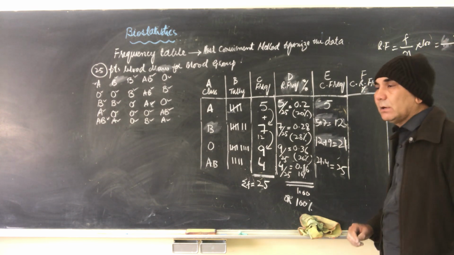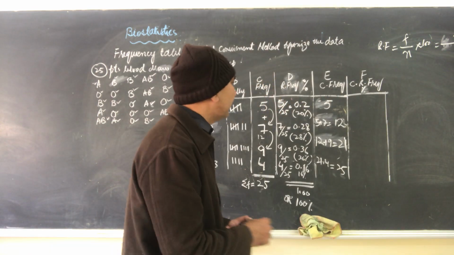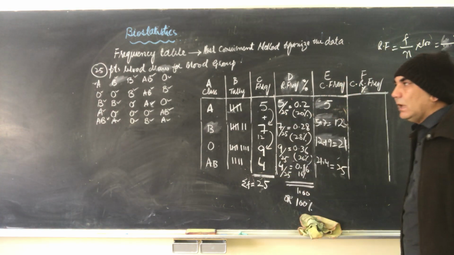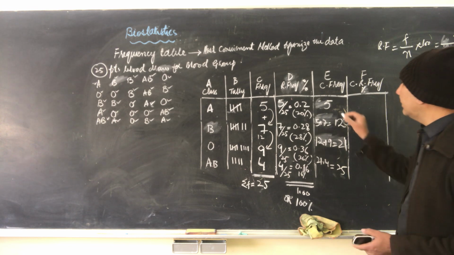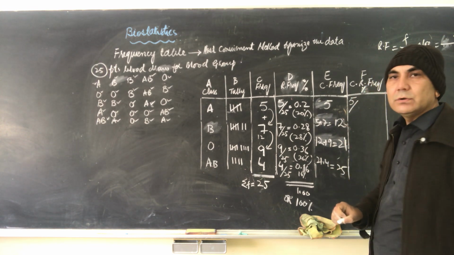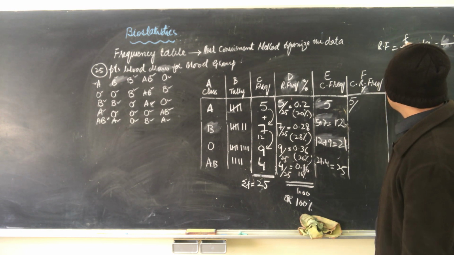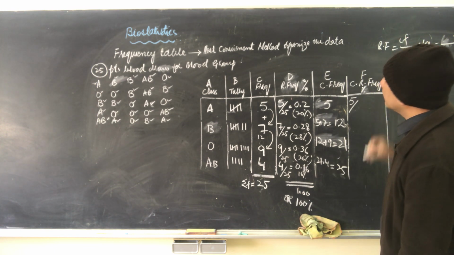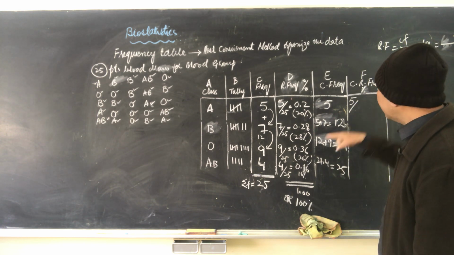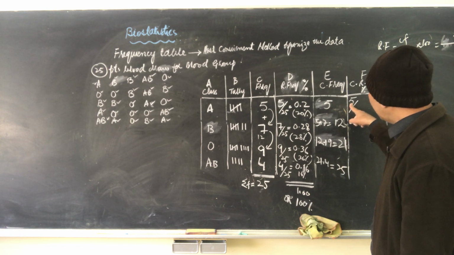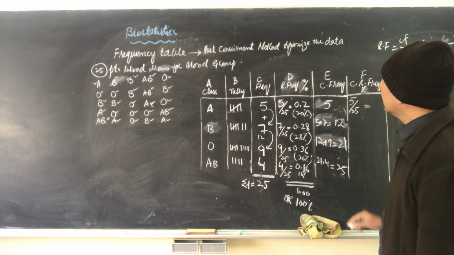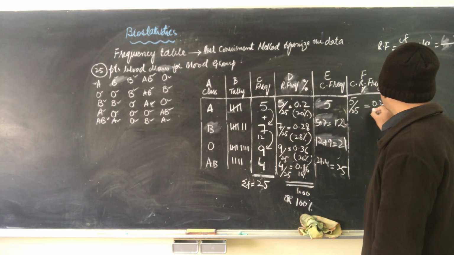Now what will we do in the cumulative relative frequency? In the cumulative relative frequency, first the A group: the cumulative frequency of the A group is 5, and again we will divide it using the same formula. Cumulative frequency divided by the total sample size. So 5 divided by 25. How much is it? It is 0.2, meaning 20%.